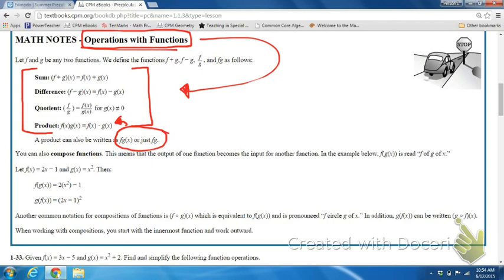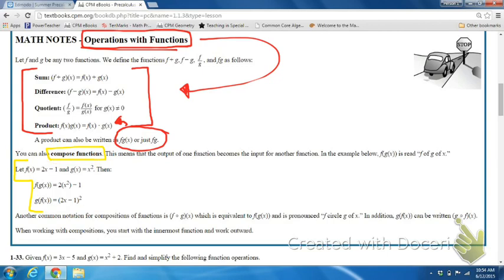Okay, we can also compose functions. So write that down as well. Compose functions. This means that the output of one function becomes the input of another function. In other words, you're going to solve it twice. The first answer you're going to plug into the second equation. So go ahead and write it down, and then don't worry, we're going to do some examples of these, okay?